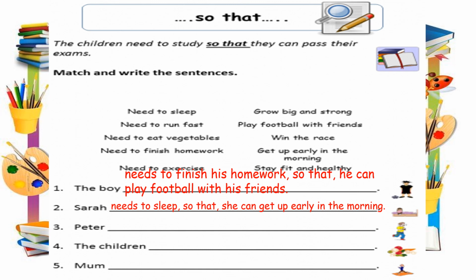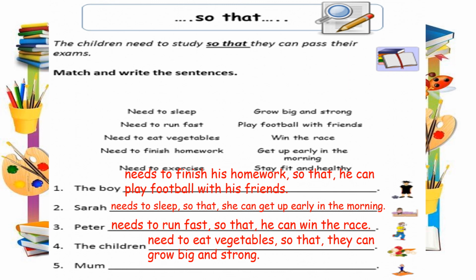Number three, Peter needs to run fast so that he can win the race. Number four, the children need to eat vegetables so that they can grow big and strong. And last, number five, mom needs to exercise so that she can stay fit and healthy.